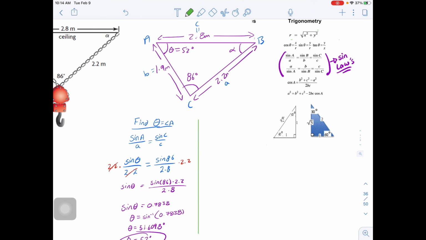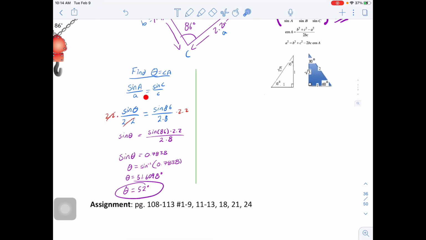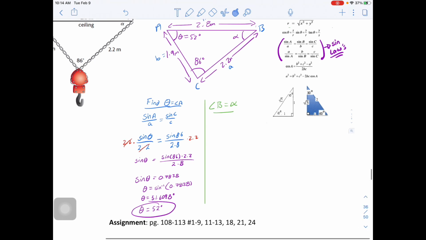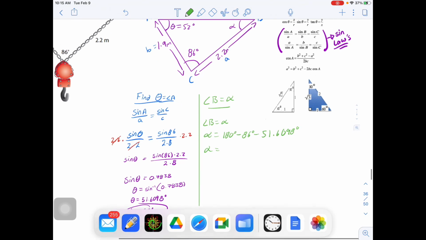You could go off and use all of this all over again. But honestly, that might be a bit of a waste of time because we have two angles in a triangle and we only need to solve for one. Remember, all of these angles add up to 180 degrees. So I'm going to know that angle B, which equals alpha, to find alpha, I'm going to do 180 minus 86 degrees. And just note, I'm not going to round, I'm going to use the whole value. So I'm going to minus 51.6098 degrees.